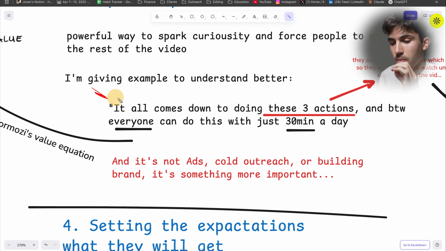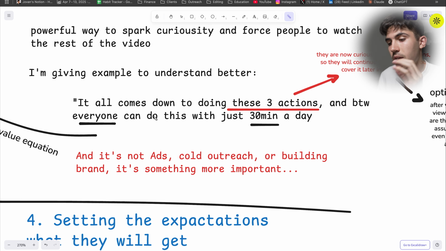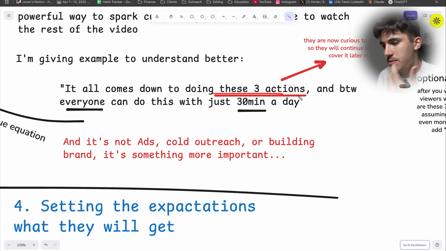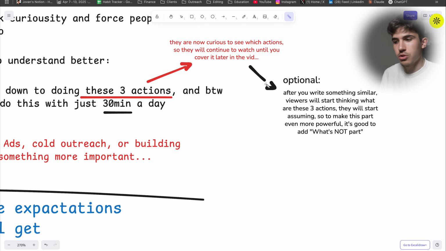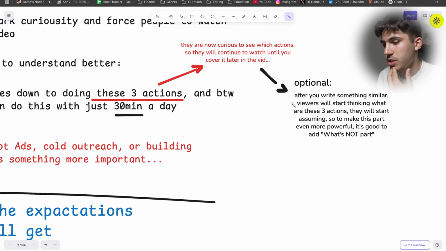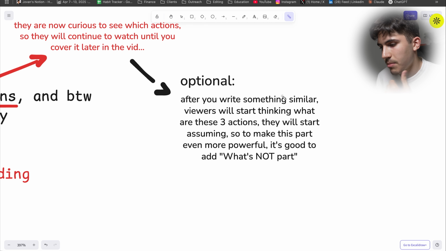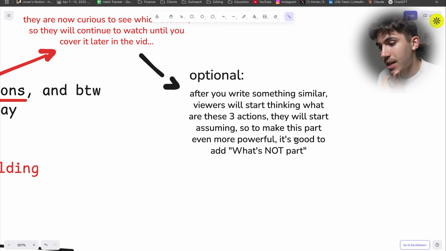This is one example from one script that I wrote for my client. It all comes down to doing these 3 actions. And by the way, everyone can do this with just 30 minutes a day. So when you say these 3 actions, people are curious which 3 actions. So they will continue to watch your video until you give them these 3 actions. And one thing you can say on top of this curiosity part, after you write something similar, viewers will start thinking what are these 3 actions, and they will start assuming.